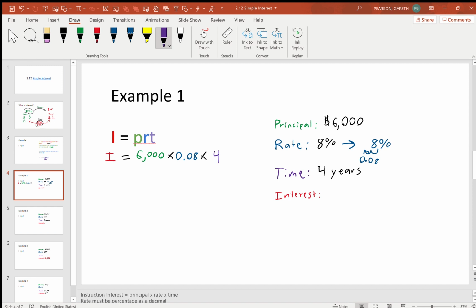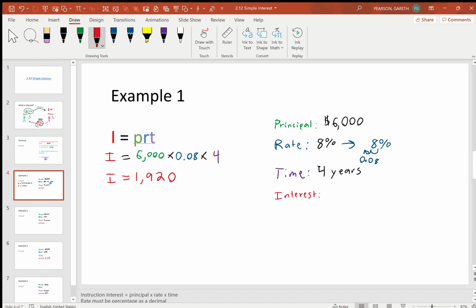Now all you have to do to find your interest is multiply. So we're going to go ahead and use the calculator. 6,000 times 0.08 times 4 equals 1,920. So the interest is going to be 1,920. That's how much money has to be paid for this loan.